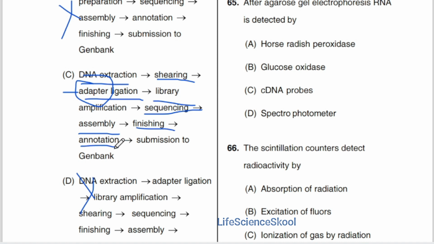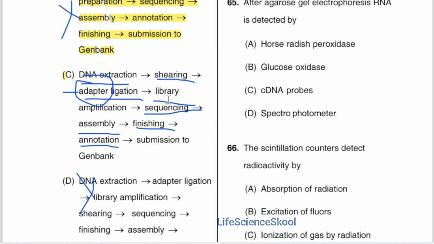Annotation represents the process of describing the structure and function of the components of the genome by analyzing and interpreting the sample. Okay, that is called annotation, and then later they are doing the submission to the GenBank.